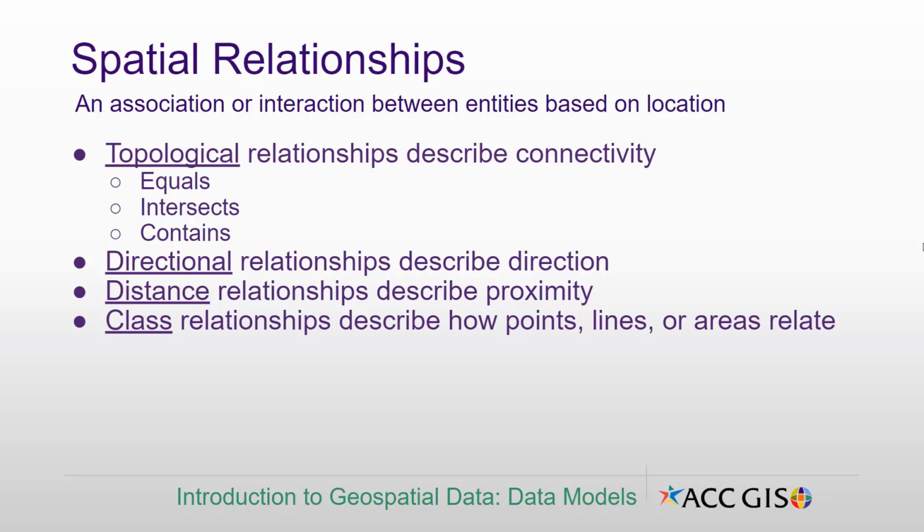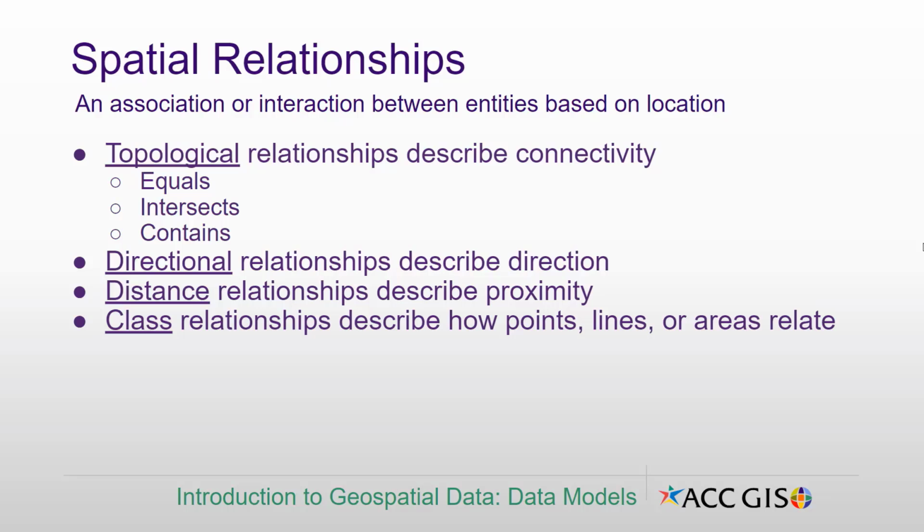The geospatial data model is differentiated from the tabular data model, not only in that we're storing geospatial features as well as the attribute values, but also we can maintain the relationship as a spatial relationship or an association or interaction between the entities based on location. And there are different types of spatial relationships that we can monitor, including topological, directional, distance, and class.